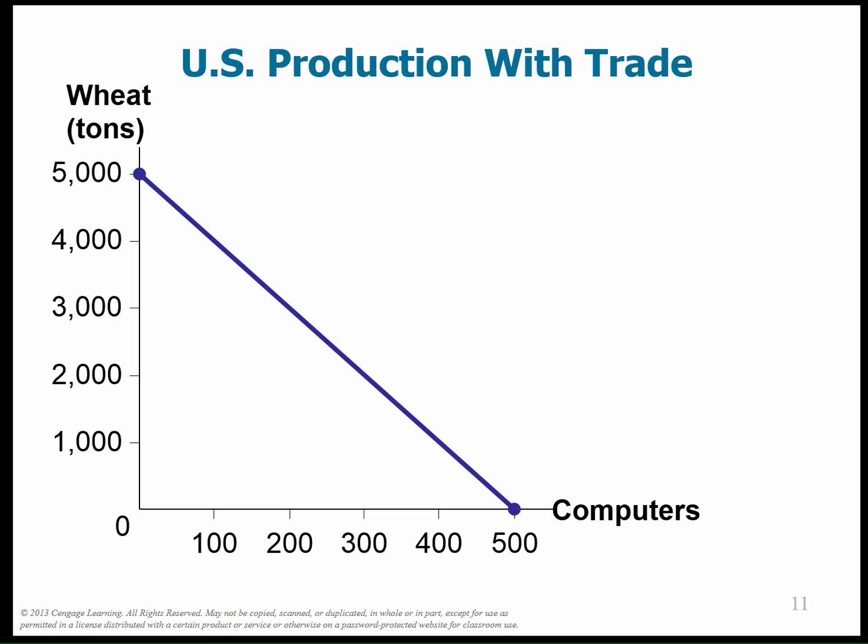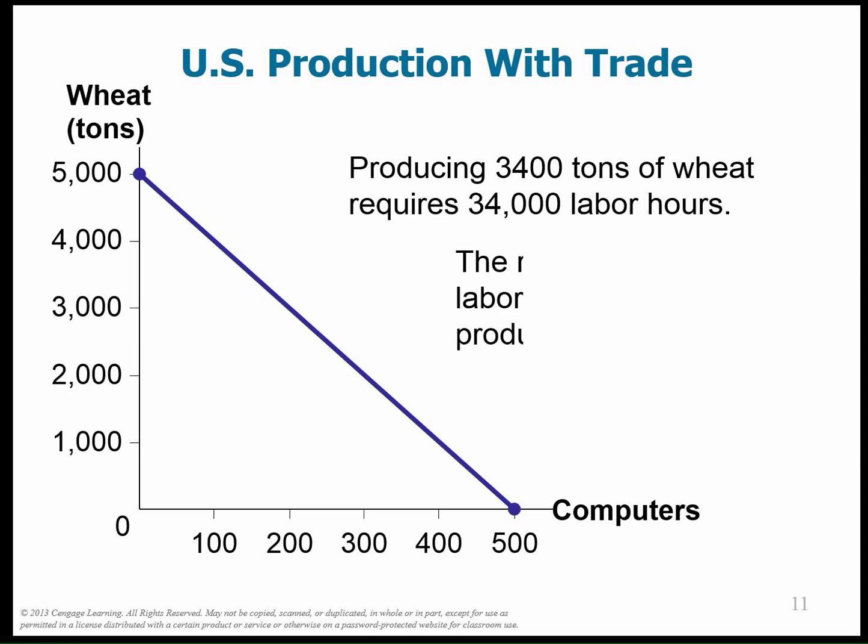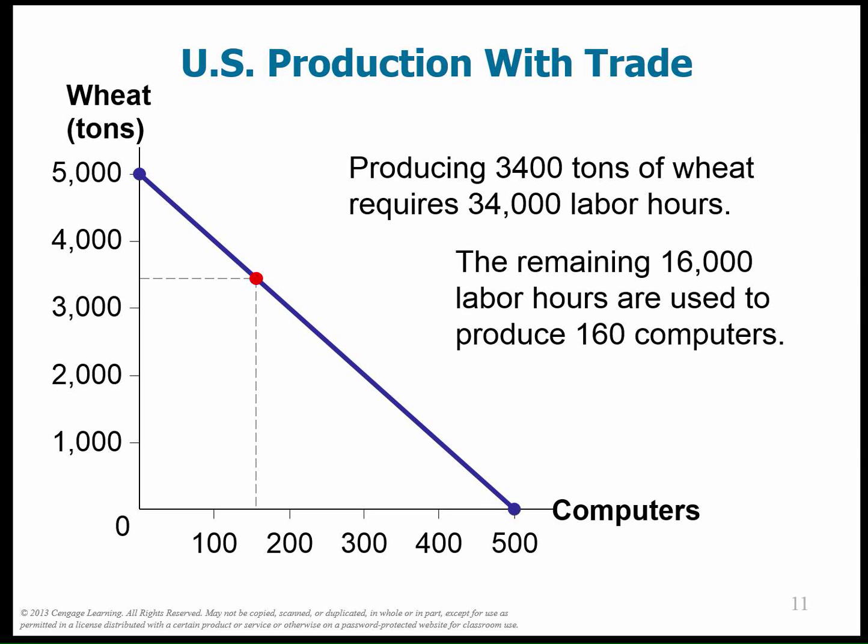So let's look at this. This is the U.S. production with trade. Notice, they haven't traded yet. This is just how much they're going to produce with the idea that they will trade here in a second. So this is step one. We're going to look at how much they produce. Remember, I asked you to put a point at 3,400 and 160. They cannot produce outside of their PPF because it's not attainable. So the U.S. is at this point with trade.